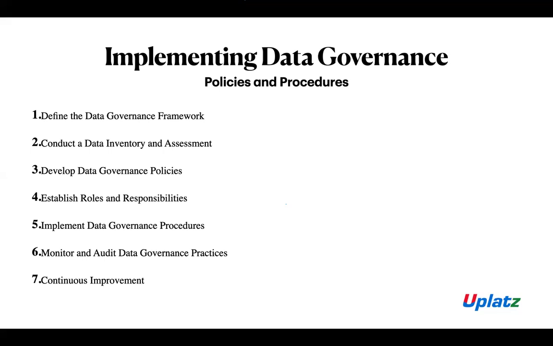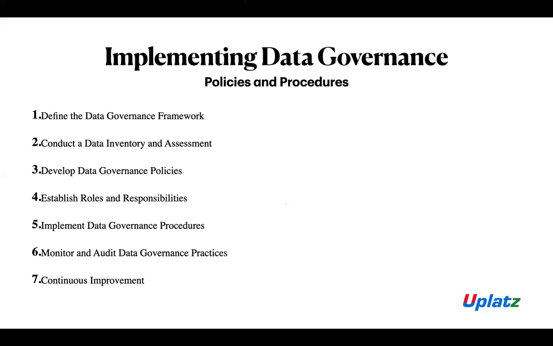Now we'll discuss a few examples of policies and procedures. So, the data access policy: the purpose of this policy is to define who can access which data based on roles and responsibilities. For this, employees must submit a data access request form to the data owner for approval. The second can be the data quality policy, to ensure accurate, complete, and reliable data. For this, data stewards can conduct monthly data quality assessments and report findings to the governance council.